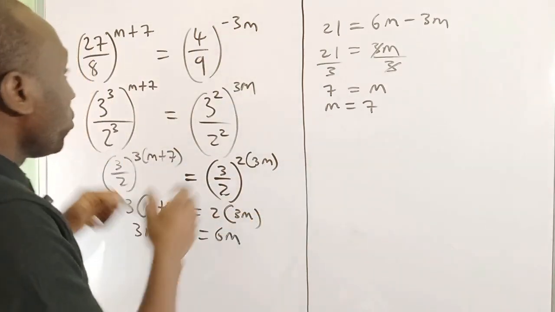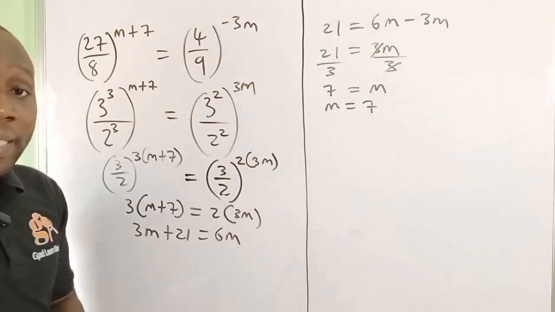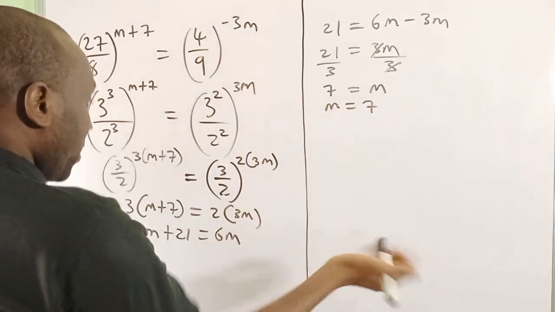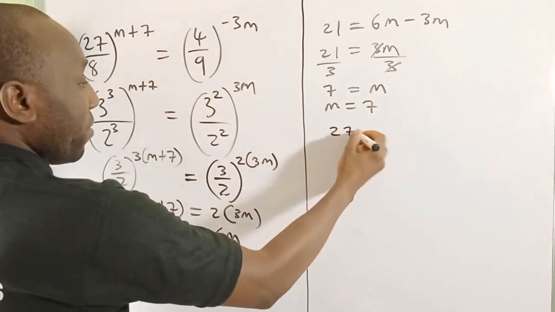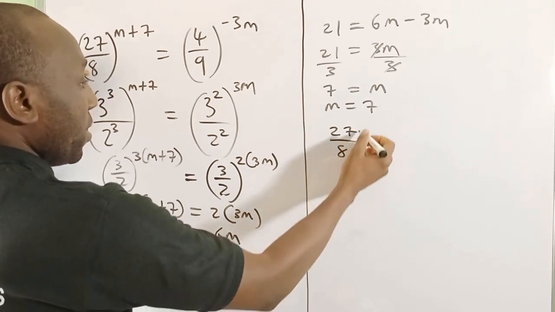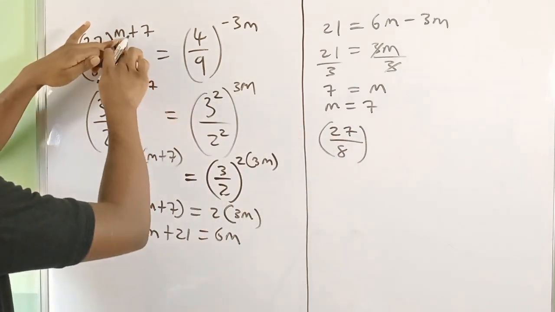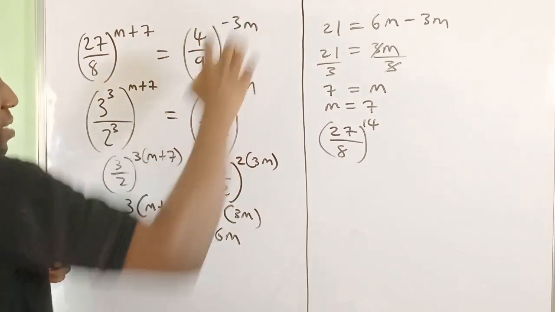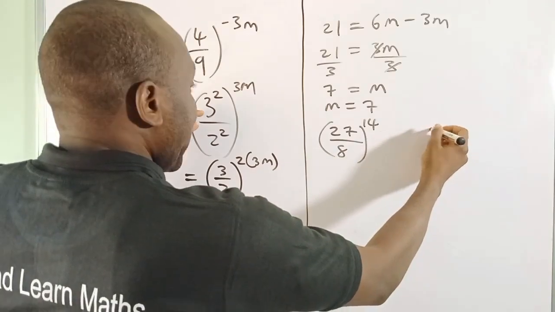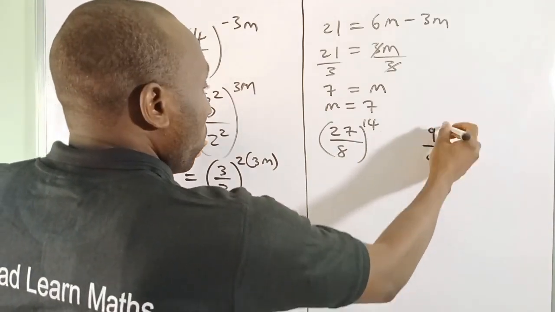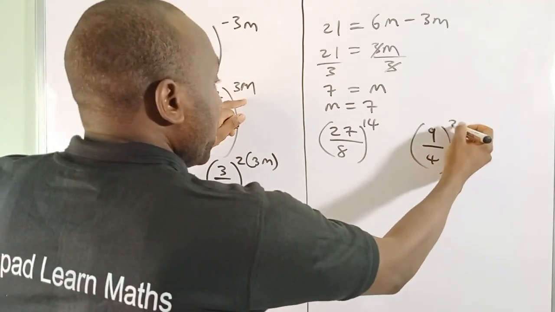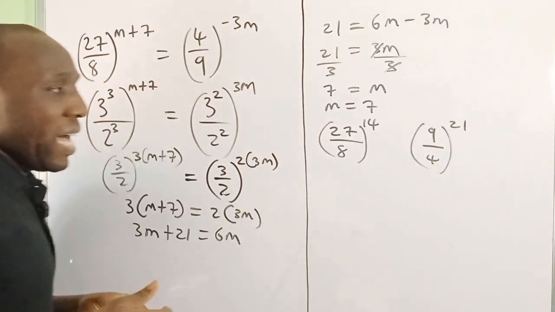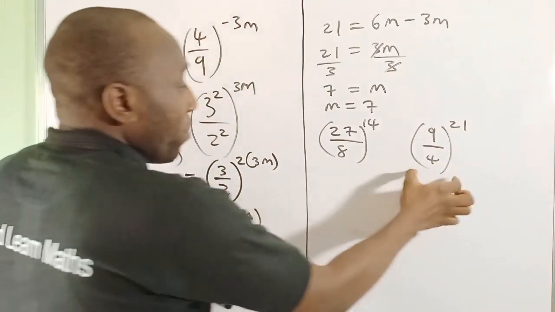But hold on, I want us to test it into this equation. And let's see if what we have on the left-hand side will be the same as what we have on the right-hand side. So it's going to be 27 over 8 as we have here, all raised to the power of, m is 7, so that's 7 plus 7, which is 14. I'm going to be using this because this and this are the same. So it's going to be 9 over 4, all raised to the power of 3. m is 7. 3 times 7 is 21. We have still not been able to categorically say they are equal.